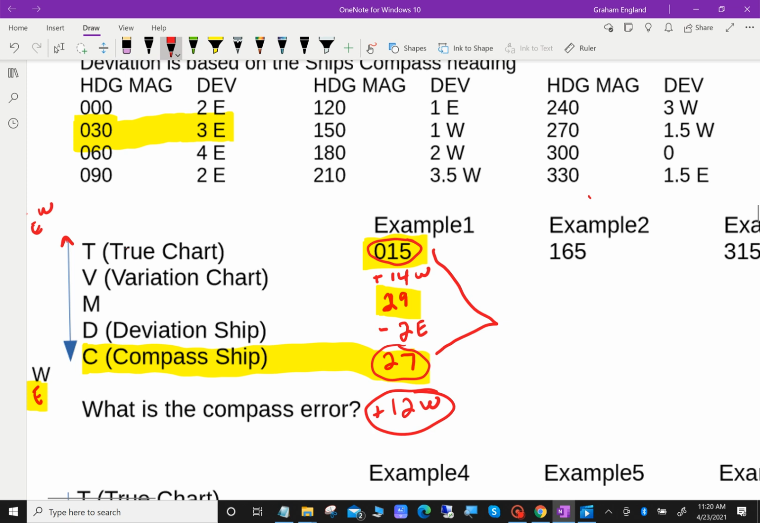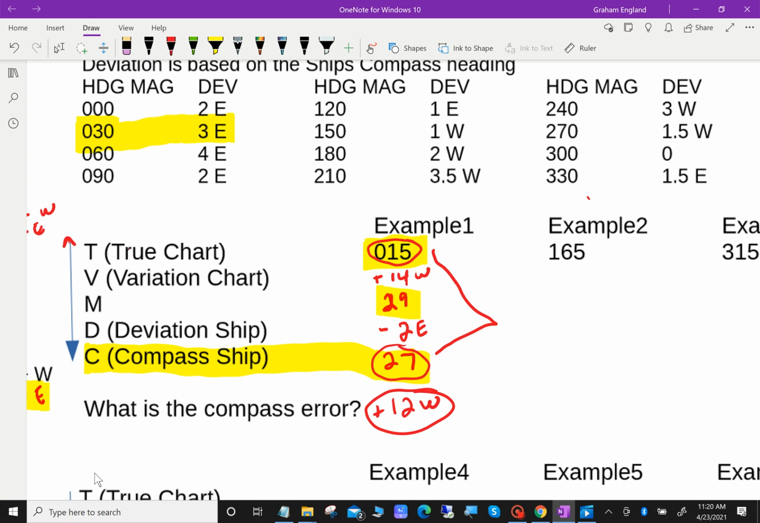So now, what is our variation? Well, we're still using the same location. We're still in Long Island. So it'd be 14 west. And you're always going to be using whatever they tell you, whatever the chart is. If you're using Long Island, it's going to be 14 west. If you're using Block Island, it's going to be 15 west. If you're using Chesapeake Bay, it's going to be whatever they tell you.